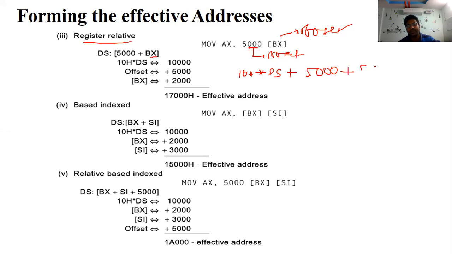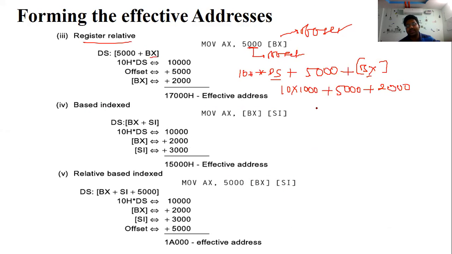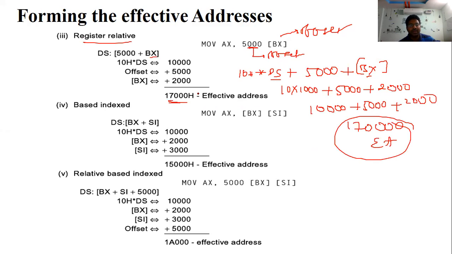plus BX. You know this is 1000, so 10 into 1000 plus 5000 plus the BX value. I think the BX default value is 2000. You just take that 2000 and add it. So 10,000 plus 5,000 plus 2,000, totally 17,000 is the effective value. See, this 17,000 is the base index. Whatever it may be, just add these one by one.